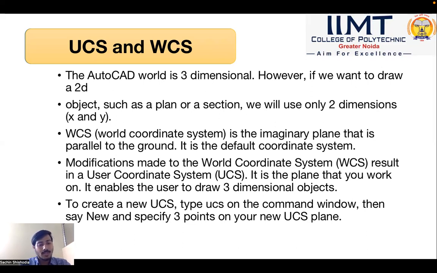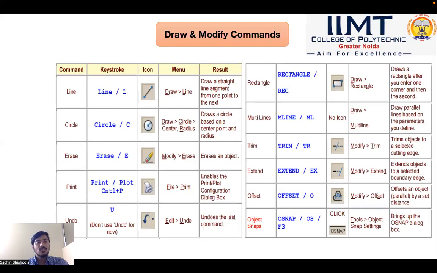To create a new user coordinate system, type UCS in the command window. We can see it in the bottom palette. Then say New and specify 3 points on a new user coordinate plane. Now, some of the draw and modify commands.